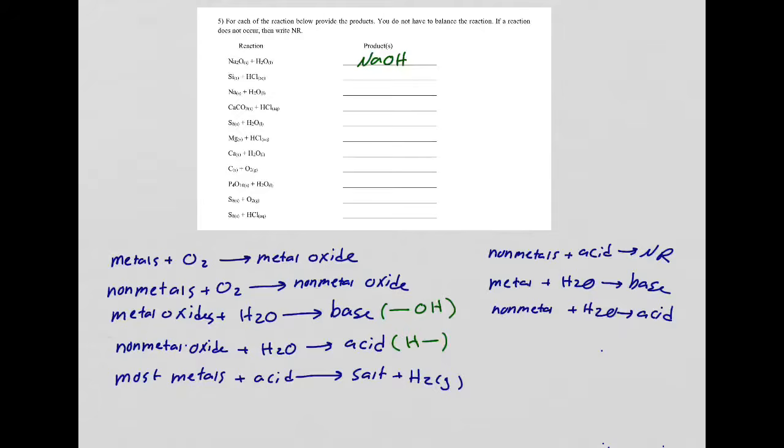Now, if they ask you for net, what do they do? If they ask you for net, then you can look at the solubility rule and say, okay, this would be Na plus and OH minus. If they don't ask you for net, you can leave it as that. Again, this is my metal oxide plus water. Metal oxide plus water is base.